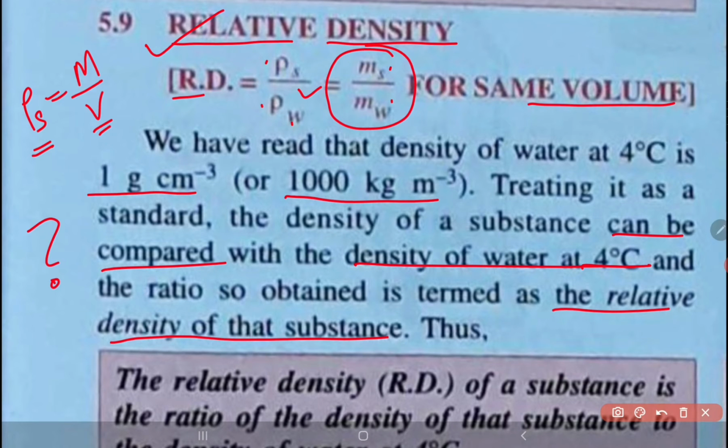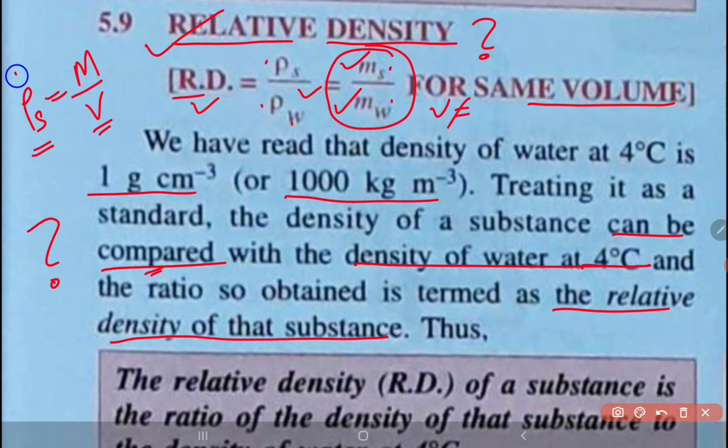why study this relative density, right? What's the use of comparison here? The reason is, if you can see here, relative density ultimately comes as ms, that is the mass of a substance, upon the mass of the water. So here the volume is not needed, right? Volume is not required. Since it is not required, my work becomes easy.